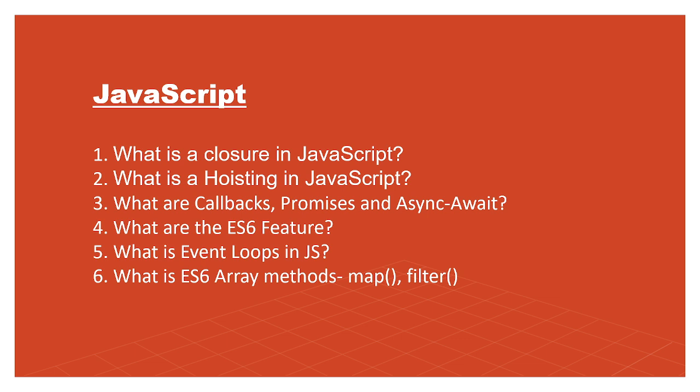After that they moved to callback, promises, and async await. First they asked what is the difference between callback and promises. So I explained callback and promise. After that they moved to why we are using async await. If we have a promise, why are we using async await, so that you can explain.